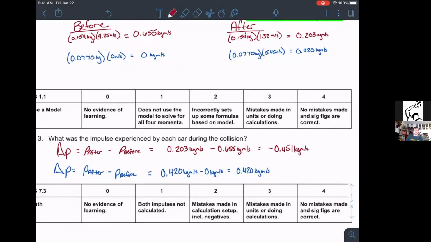And so as we can see, our change in momentum, our impulse, is larger in the blue car because we started from 0 and then we sped up, versus our red car, which slowed down. So our change in momentum became negative.